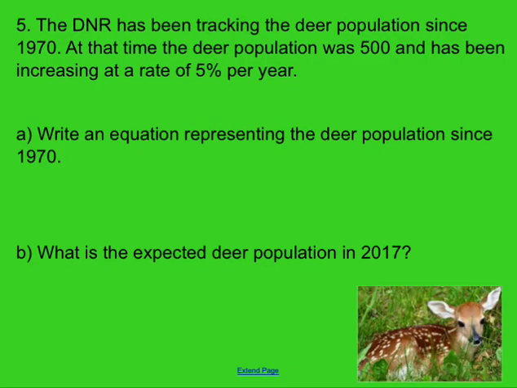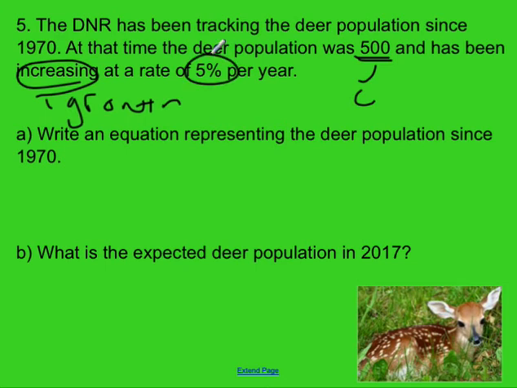Let's take a look at number 5. The DNR has been tracking deer population since 1970. At the time, the deer population is 500. Okay, that's our starting value, and it has been increasing. Okay, I need to use growth at a rate of 5% per year. Well, I need to put 5% into a decimal. Well, that decimal point right now is coming after the 5, so I'm going to move it left 2 spots. So my rate is 0.05.